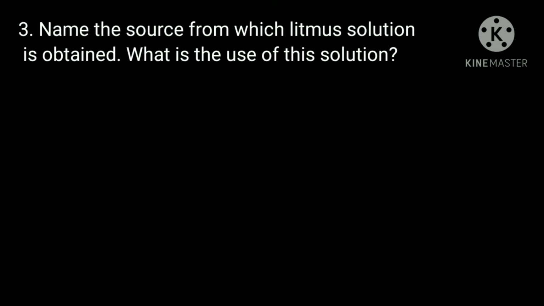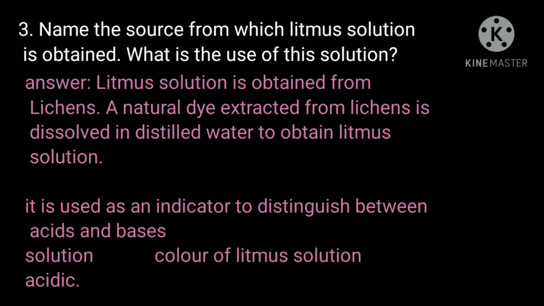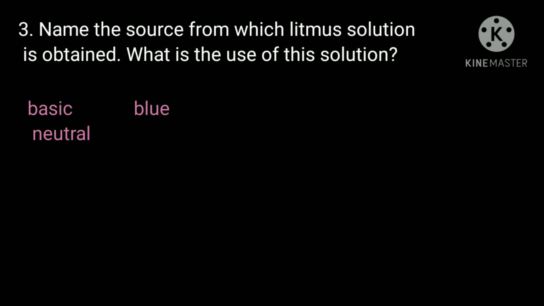Question number 3. Name the source from which litmus solution is obtained. What is the use of this solution? Answer. Litmus solution is obtained from lichens. A natural dye extracted from lichens is dissolved in distilled water to obtain litmus solution. It is used as an indicator to distinguish between acids and bases. Color of litmus solution: acidic red, basic blue, neutral no change.